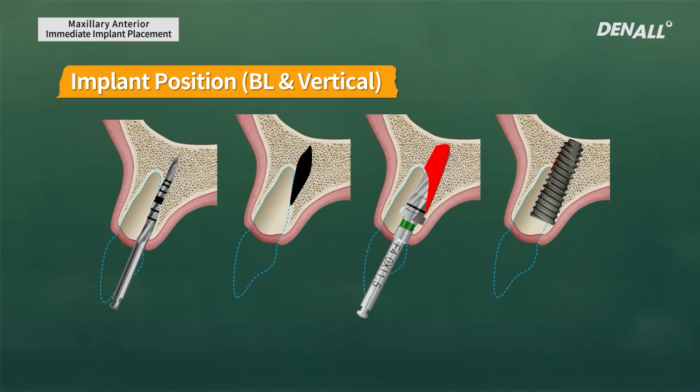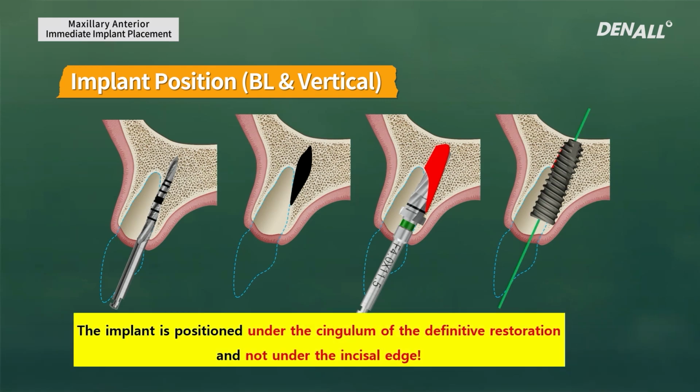When the implant is finally placed, it should be positioned under the cingulum of the definitive restoration. In terms of prosthesis, the labial contour would be a little bit too excessive, but placing it like this, considering the labial bone, would result in a more stable result.